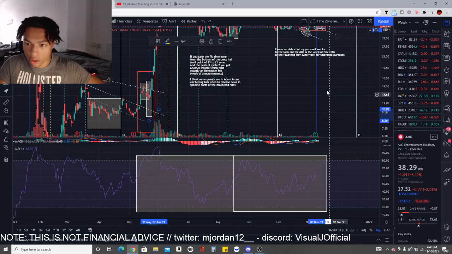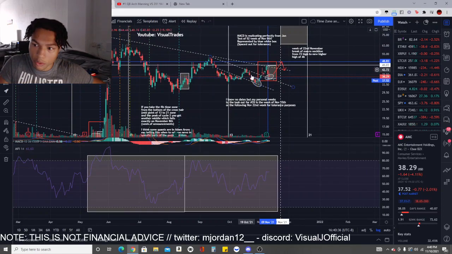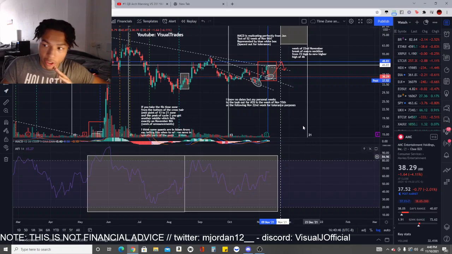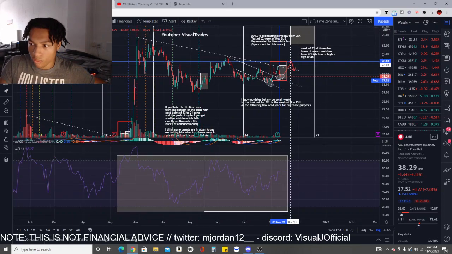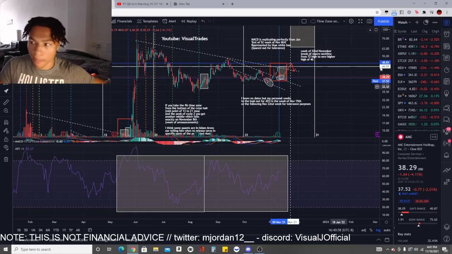We have a similar setup here. Break the neckline of the first one, came back and tested it, rode it for a little bit, break the neckline, test and ride, and then the same thing coming right here, which I predict will come sometime next week. Hopefully we could close above this neckline by sometime next week. That would prime us for a run-up coming the week of the 22nd.